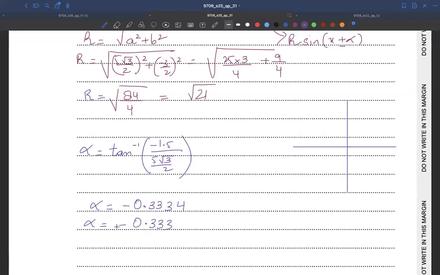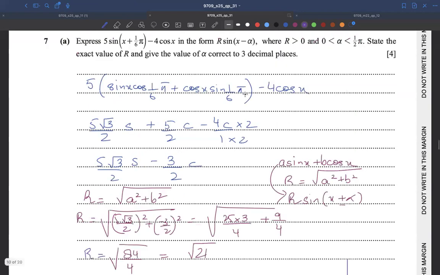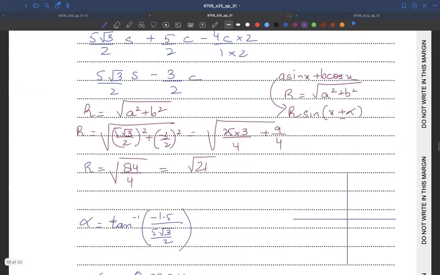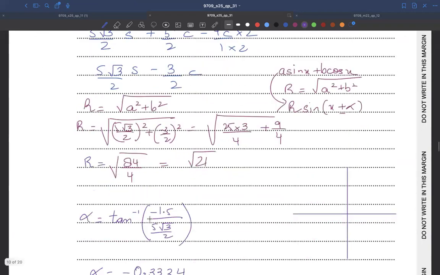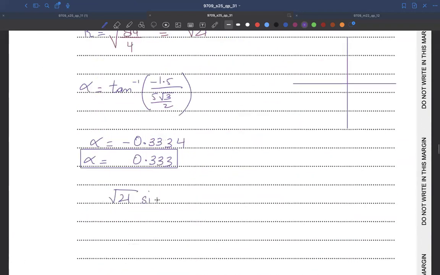And as we have to give this alpha, normally we do not use a negative sign over here, so we'll just give the positive value. So the final value of alpha would be equal to 0.333, as we already have a negative sign over here. So the final answer would be root 21 into sine of x minus 0.333.